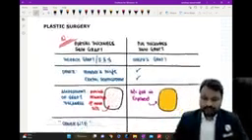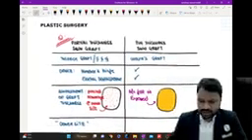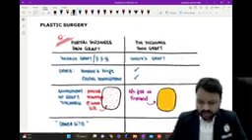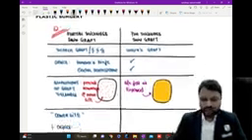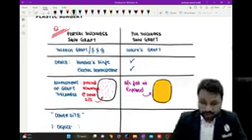Right. So in plastic surgery, one of the important ones are the grafts. We have two variants of graft. We have the partial thickness and the full thickness. Partial thickness is also called as a Thiersch graft.